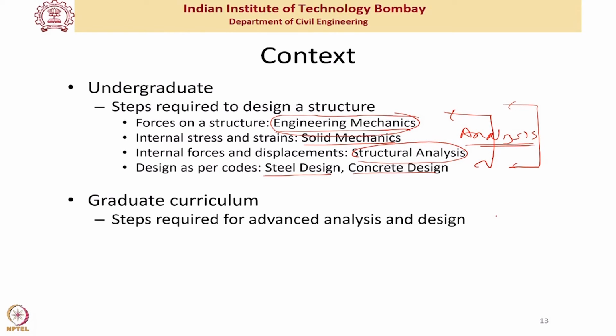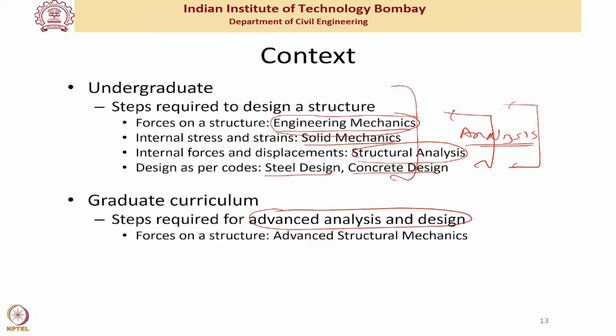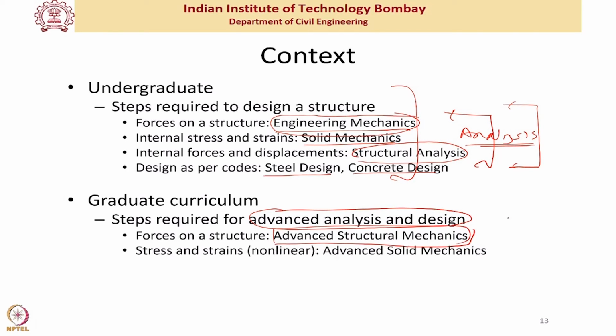So what are the steps required now for advanced analysis and design? Okay, so you did basic analysis and design in your undergraduate. Let us see what are the steps required for advanced analysis and design. To find out the forces on a structure, now you do advanced structural mechanics, which discusses advanced methods of analysis. Okay, and then you also now study a course called advanced solid mechanics to find out stresses and strains. In your undergraduate you mostly focused on linear stress and strains. However, in graduate you might do linear and non-linear both.